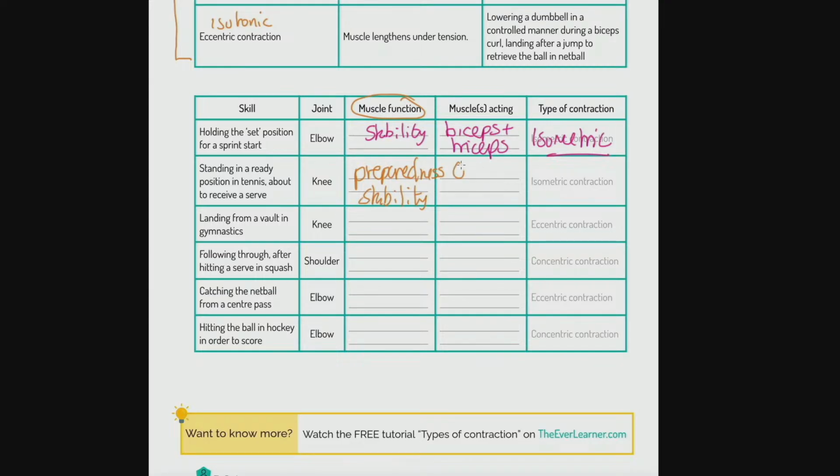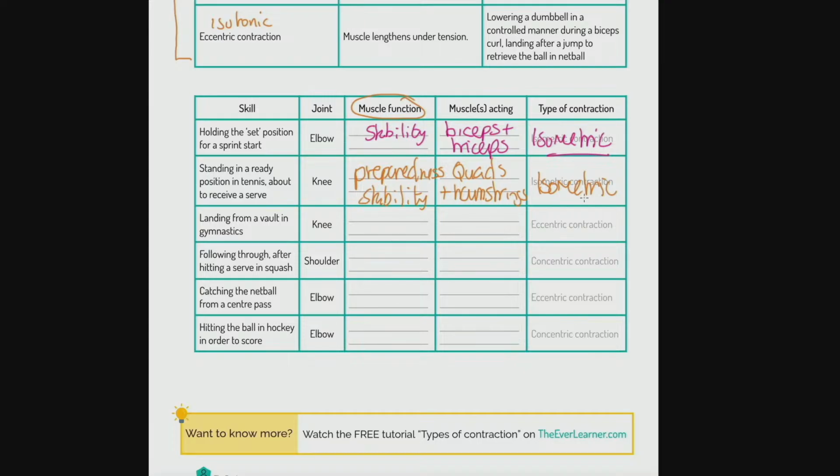Which muscles do this? I'm just going to write it in shorthand. Quads, don't write this in your exam. Write it out full. Hamstrings, and if you want to, of course, include your rectus femoris, your vastus muscles, your biceps femoris for hamstrings, and your semimembranosus and semitendinosus. And what sort of contraction is that? Again, it's an isometric contraction at that knee. Both muscles are pulling to hold that shape.